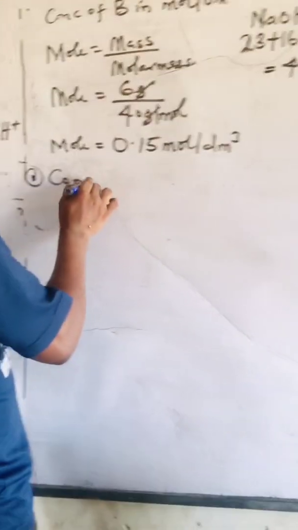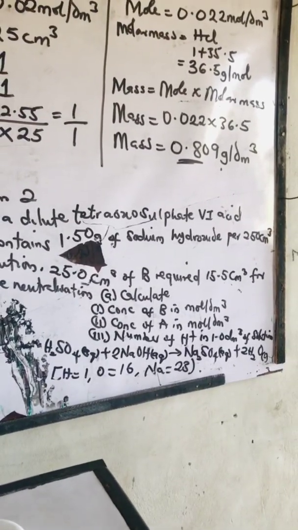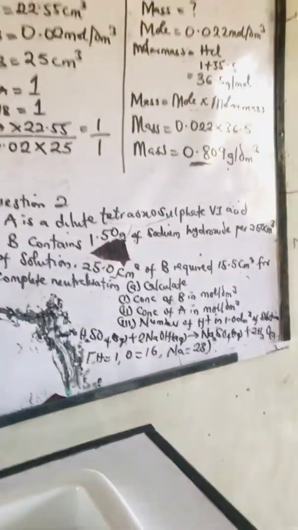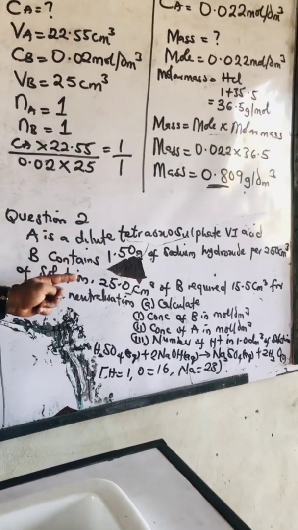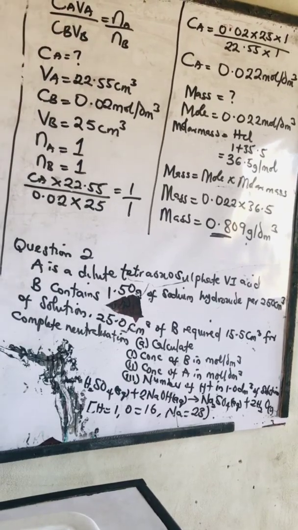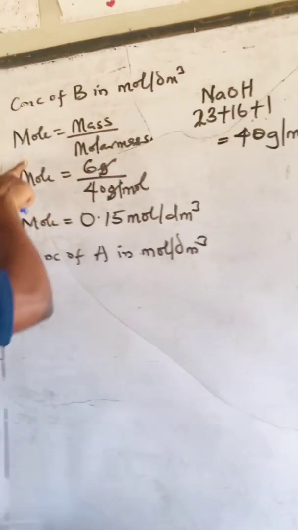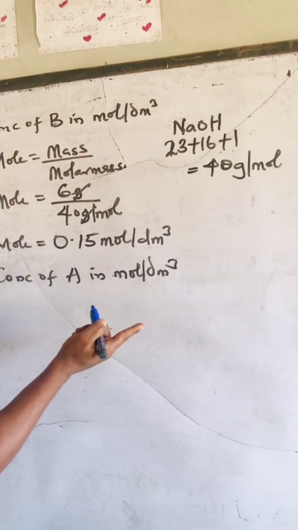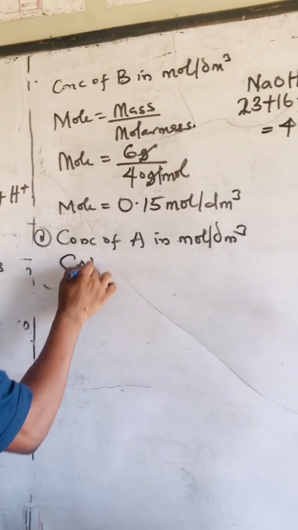Very easy. Then we have the next one, number 2: concentration of A in mole per dm cube again. We move to the question. A is diluted tetraoxosulphate(VI) acid. We are not given the mole of A. In fact, the atomic mass of sulfur is not given, which means we still use this formula, because we cannot use the other one. We don't have the mass. We are looking for the mole. We cannot look for 2 unknowns at the same time. You get that? So we are using this again.